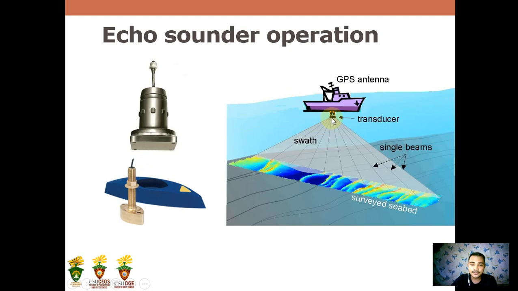So it is submerged in water, and it emits signals toward the target, which is the seabed. This kind of echosounder operation is multi-beam. It is a series of single beams that collect data. And it is also equipped with a GPS or GNSS.